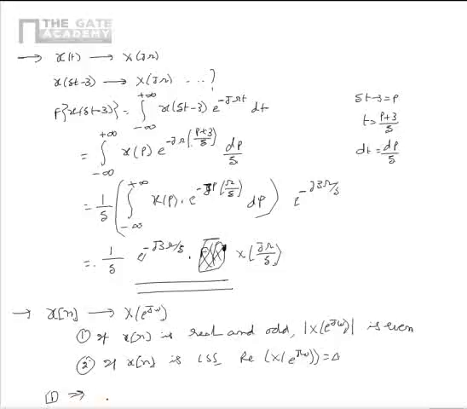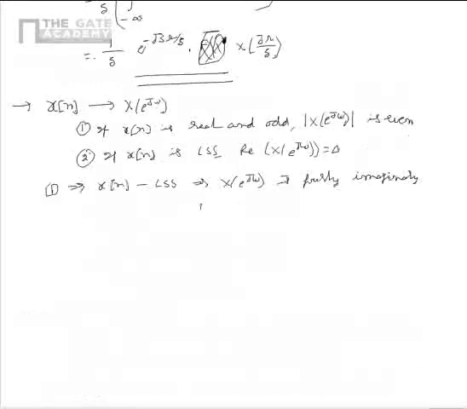As per which x of n is real and odd, it means that x of n is conjugate skew symmetric, which implies that X of e power j omega is purely imaginary, which means that real part of X of e power j omega is equal to 0. So from this we can say that we can't comment on even property of absolute value of X of e power j omega. So the statement 1 is not correct.